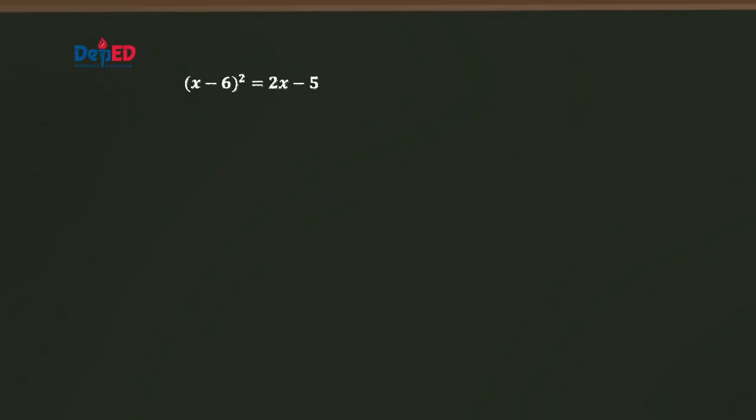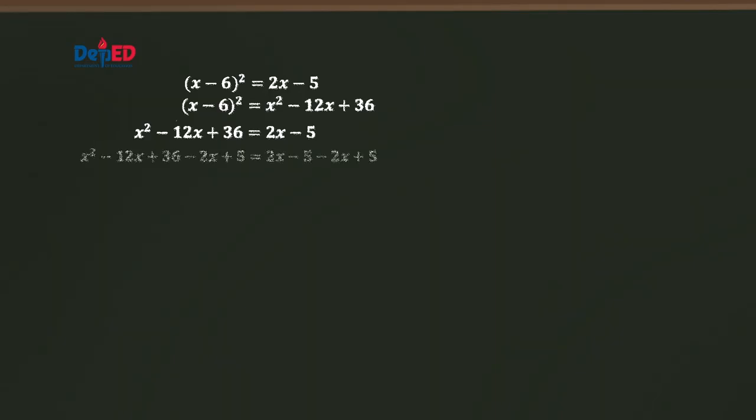Time is up. Expanding the binomial on the left side by squaring it, we have x minus 6 quantity squared equals x squared minus 12x plus 36. So the equation becomes x squared minus 12x plus 36 equals 2x minus 5. Then we have to set the right side equal to 0. So we have to diminish both sides by 2x and increase both sides by 5.